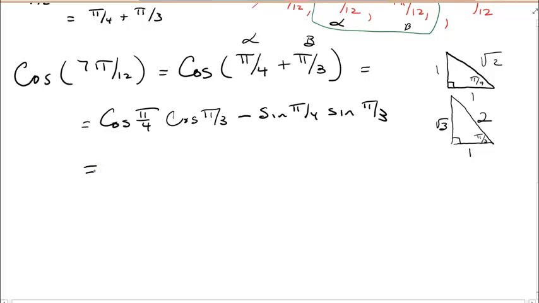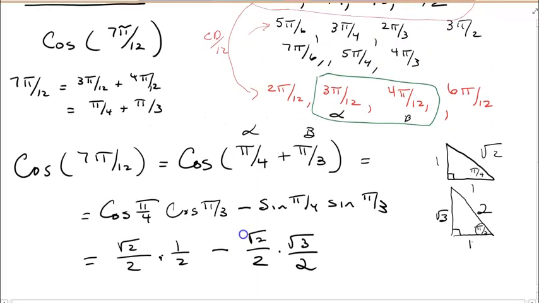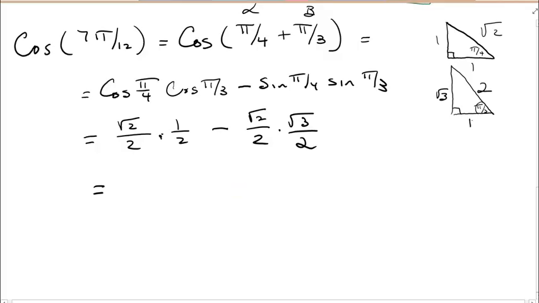Cosine of pi over 4 is 1 over square root of 2, which we know rationalizes to square root of 2 over 2. Cosine of pi over 3 is 1/2. It's adjacent over hypotenuse. Sine is also square root of 2 over 2. Cosine and sine of pi over 4 are the same thing. But sine of pi over 3 is square root of 3 over 2. Now again, we are working with exact answers. We only want exact values, so I cannot plug any of this into the calculator.